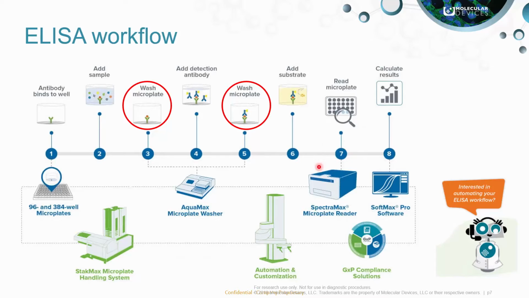Then here with 7 and 8, the microplate reader is used to detect the colour change produced when the target antigen is present. And then lastly, you have your software, which is used to plot your standard curves and calculate results. This workflow can also be fully automated.